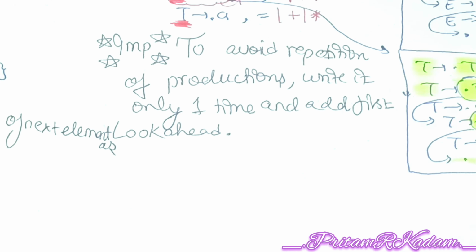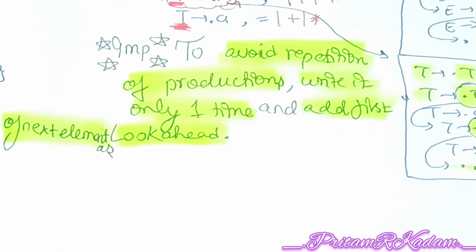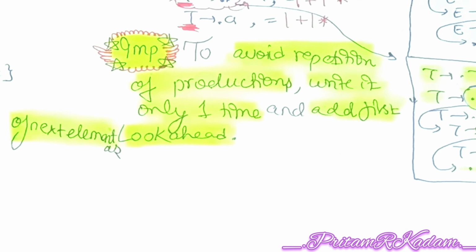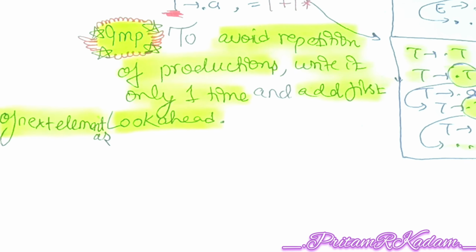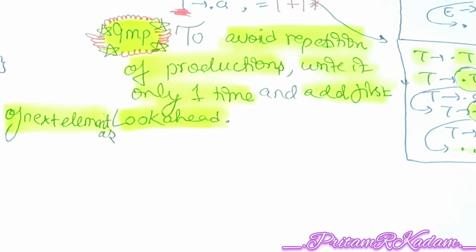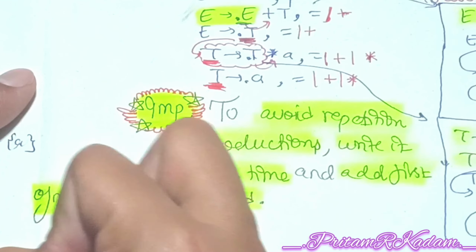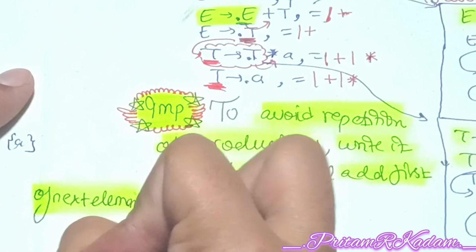Now you can take a screenshot or write a note on your own and mark it as important, because you might encounter a question like this, and if you don't know how to solve it, then you would be losing those marks, which would be a disappointment. Okay, so let us proceed ahead with the second state, that is the I1 state.